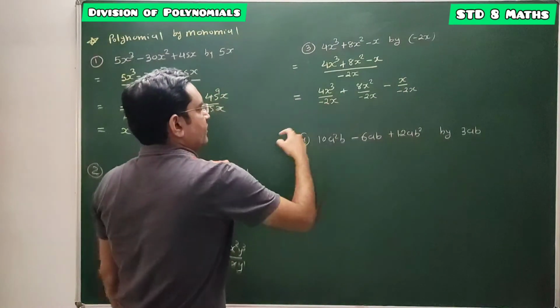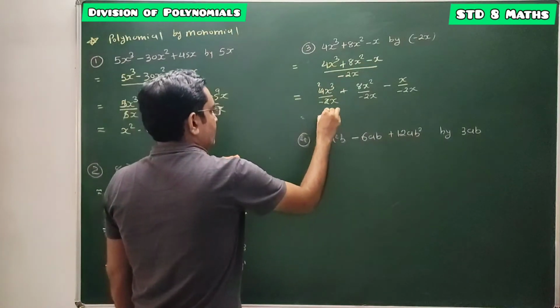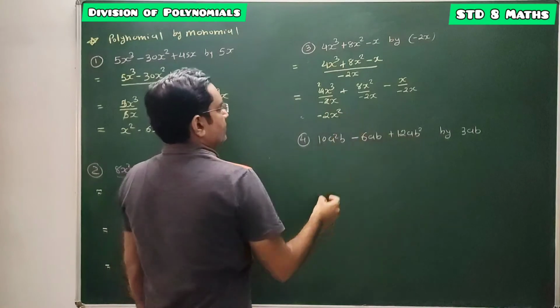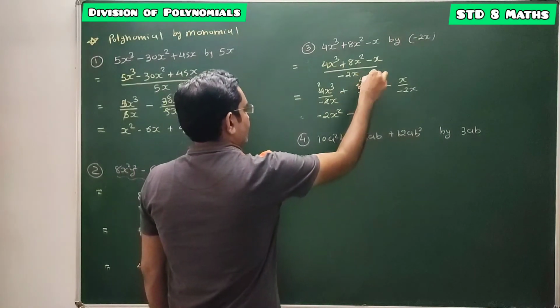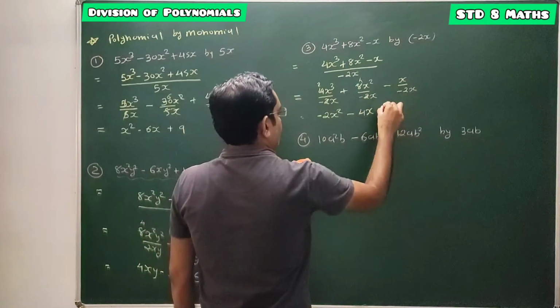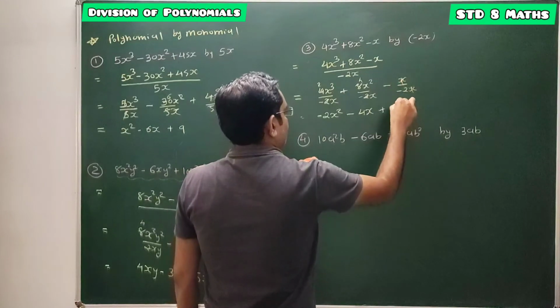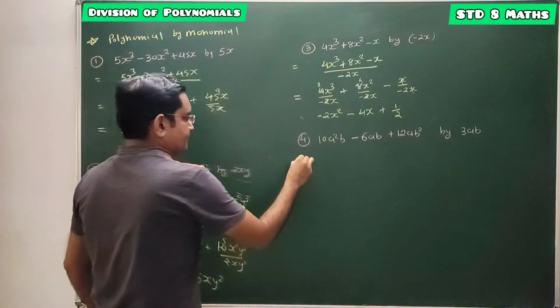So this minus 2x will change the sign. So 2 twos are 4, x will be cut. So it's a minus 2x square. Minus, minus, minus, plus, minus 2 fours are 8, x square upon x, it's an x. So it's a 4x. Minus minus plus, x will be cut. So it's a 1 upon 2. Clear?